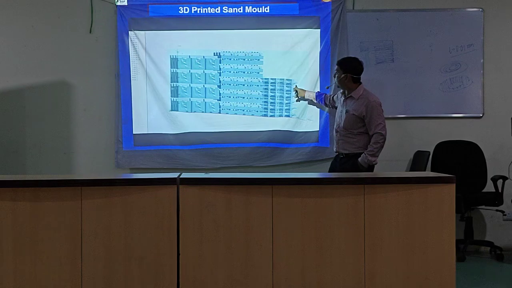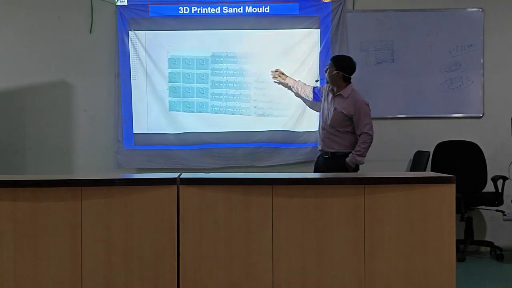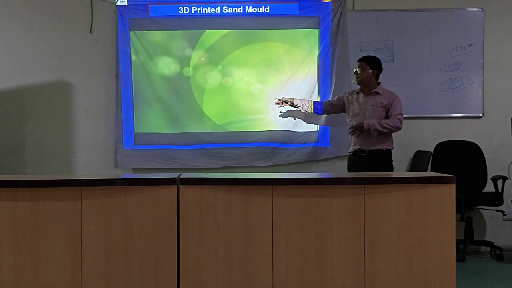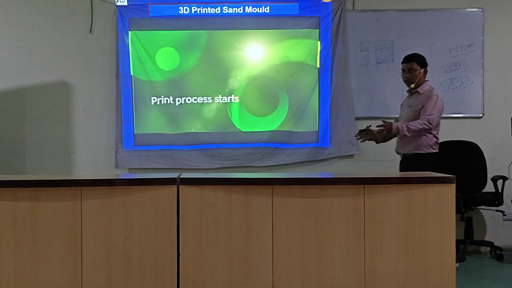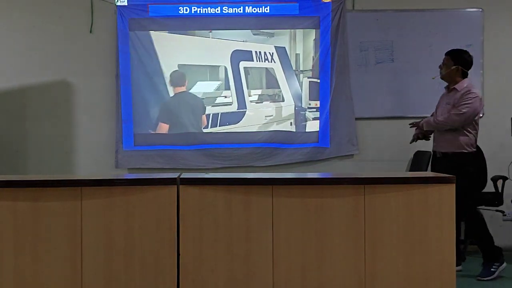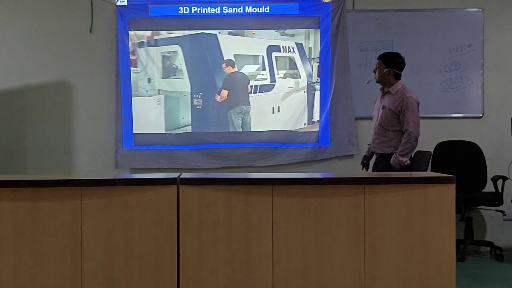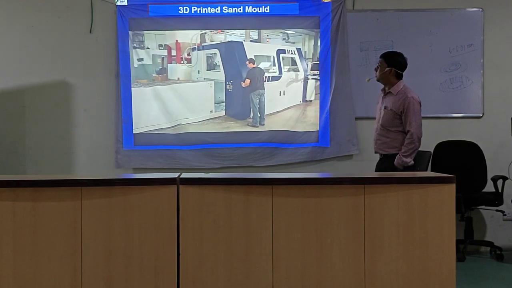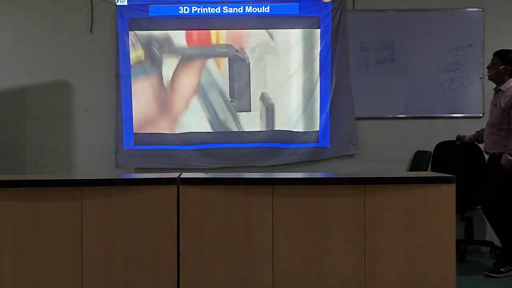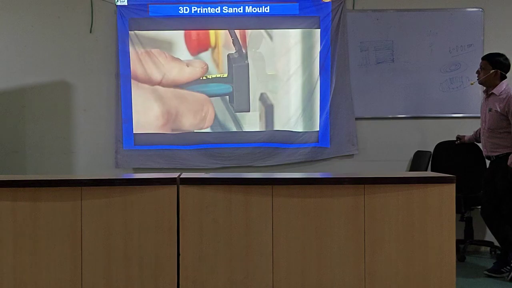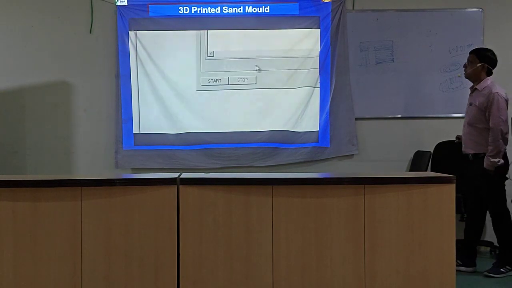At a time, a number of molds can be printed, so that is why the same mold has been copied here, or different kinds of molds have been stacked one after another, because the machine that I'd like to show is a big machine, not a small tabletop machine. It is an industry grade big machine. So this is the machine. Pre-processed data is fed to the machine.